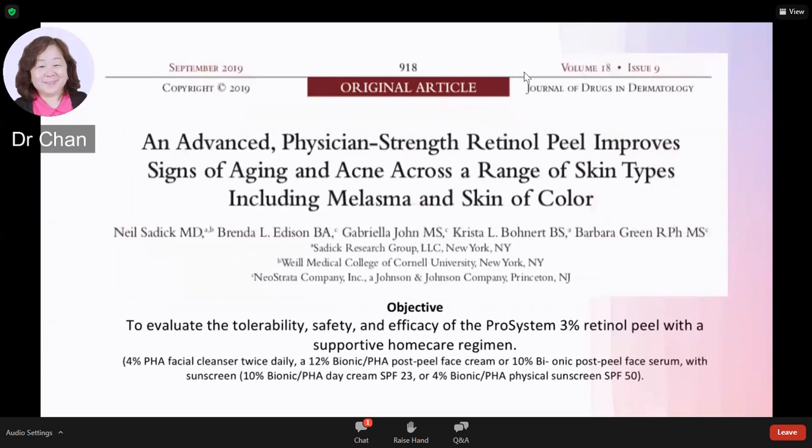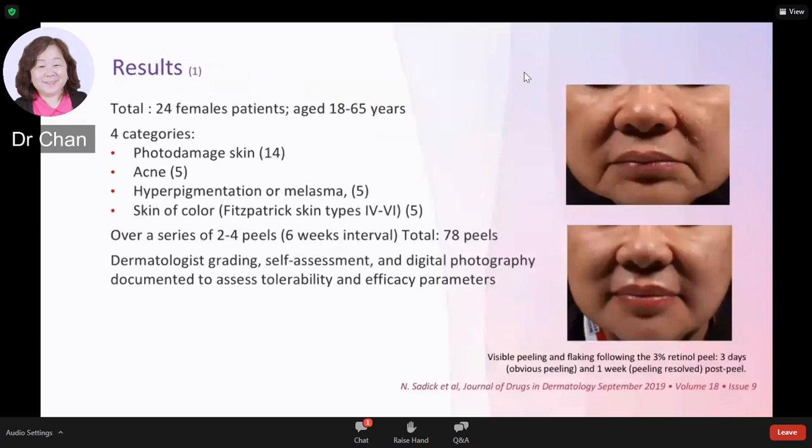This is a study conducted by Dr. Neil Sadiq from New York, and the study is published in the Journal of Drugs in Dermatology in the September 2019 issue. The objective of the study is to evaluate the tolerability, safety, and efficacy of ProSystem 3% retinol peel with a supportive home care. These are the agents used as home care.